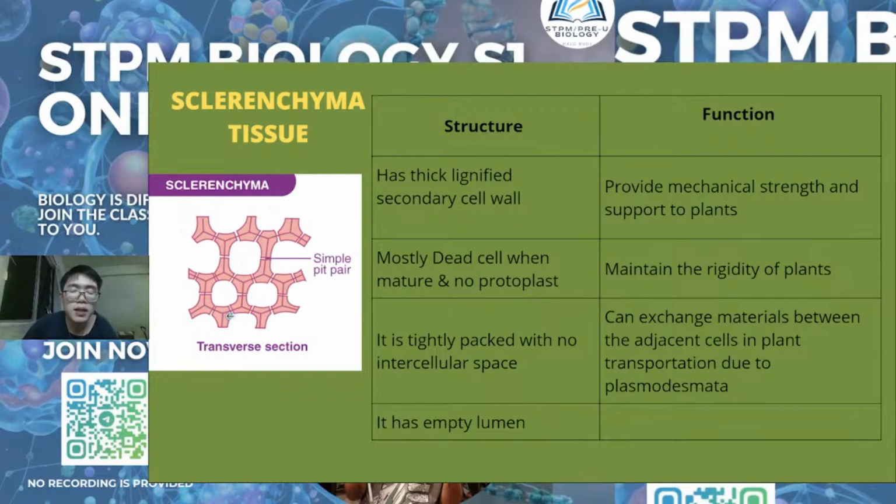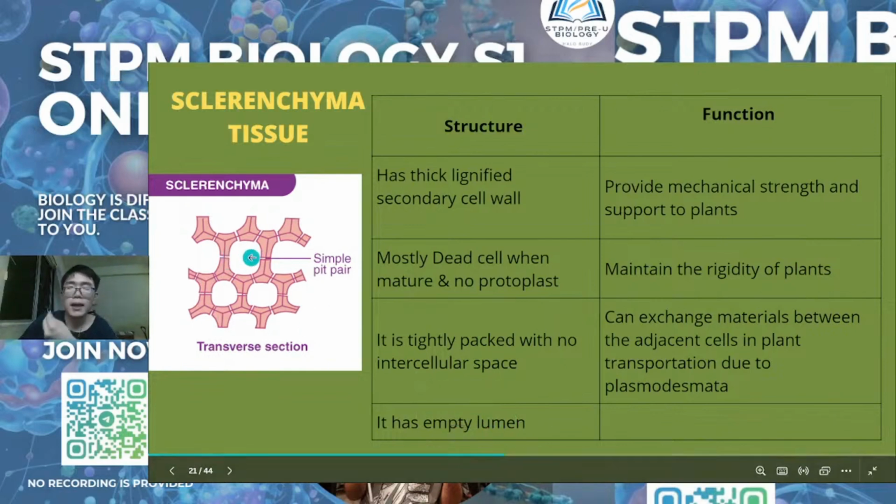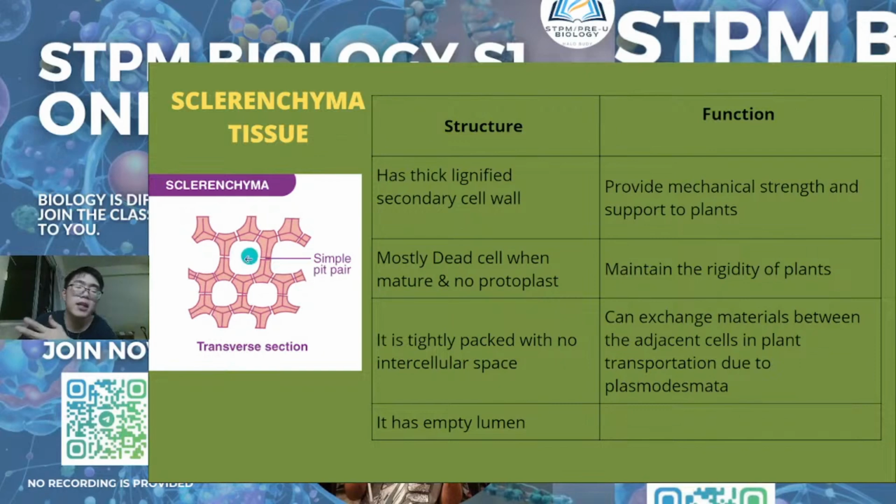There is no nucleus, and also no protoplasm. And this center actually is not a vacuole. It is the empty lumen. It has an empty lumen, it is hollow. It is really empty, there is nothing inside. This is not a vacuole, it really has nothing.